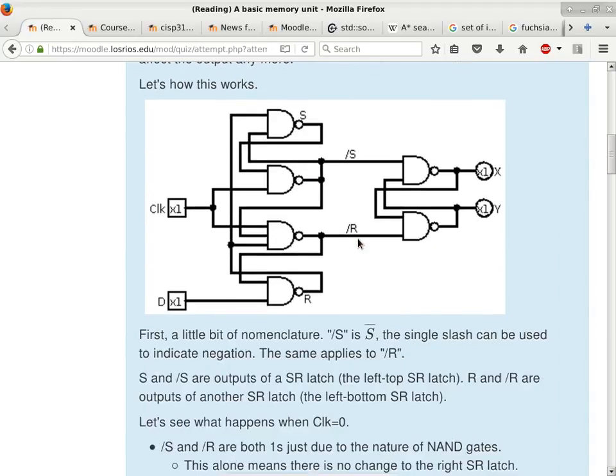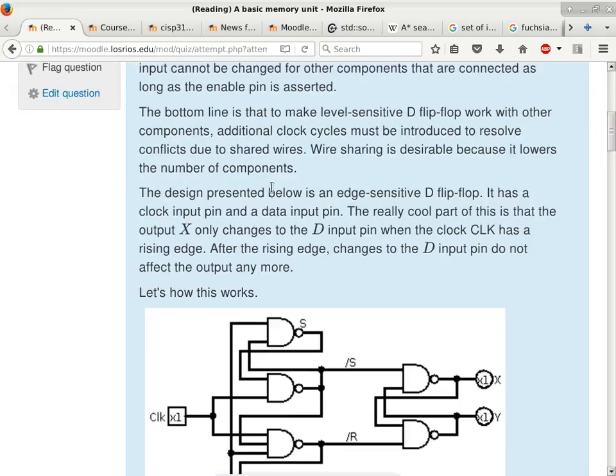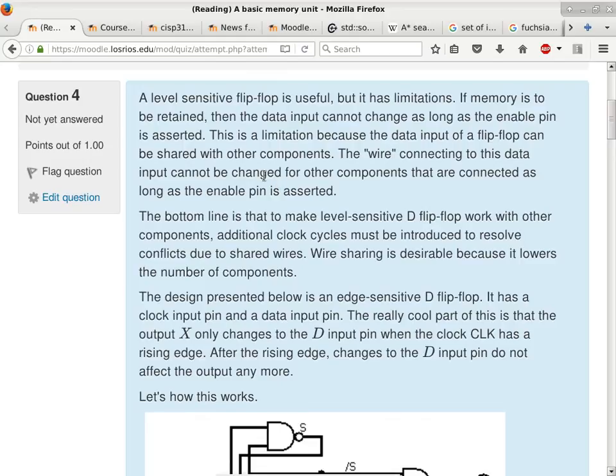Okay, so we have something that is a little bit more complicated here. But let's talk about why it is necessary. At this point we have a D flip-flop, but this particular D flip-flop is what we call a level-sensitive D flip-flop, which means as long as the clock is high, if you keep changing the D pin, the output will keep changing. Are we doing okay so far with that?